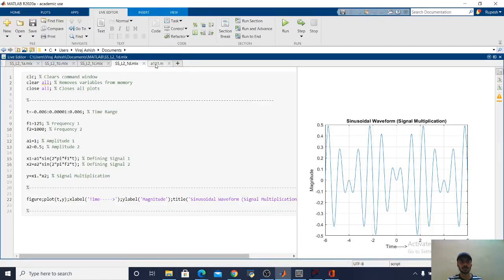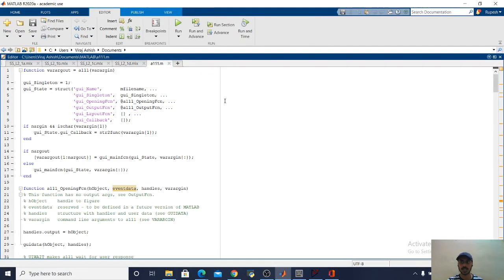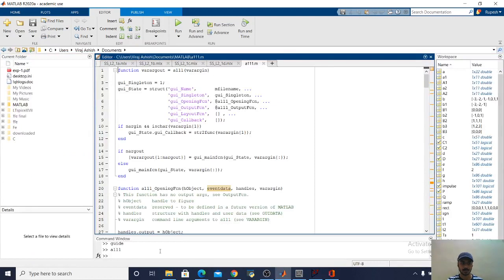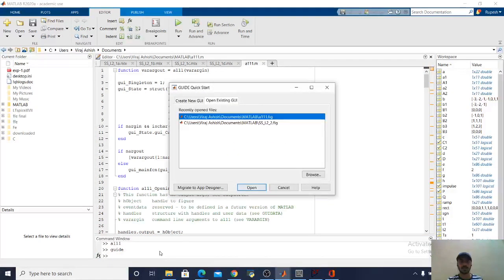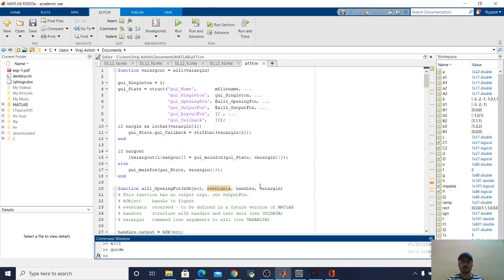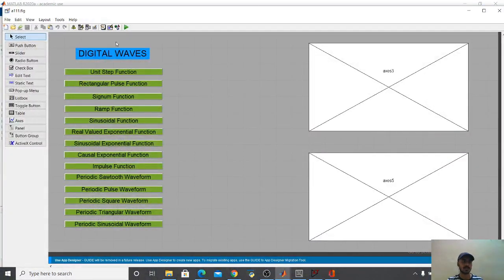Next one is we will generate a GUI, that is graphical user interface. For that you can simply type GUIDE in the command line interface, and it will open a GUI, and you can create your GUI. Here you can see different icons on the left side, and you can drag and drop any item according to your requirement, and you can easily generate a GUI.